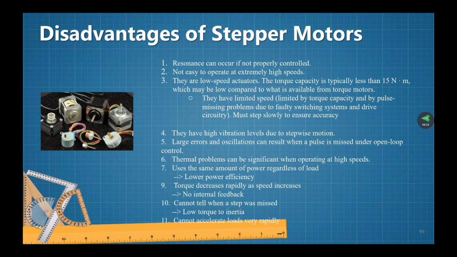Thermal problems can be significant when operating at high speed, and they use the same amount of power regardless of load. It means lower power efficiency, and the torque decreases rapidly as speed increases. With no internal feedback, you cannot tell if a step was missed. They also have low torque to inertia and cannot accelerate loads very rapidly.